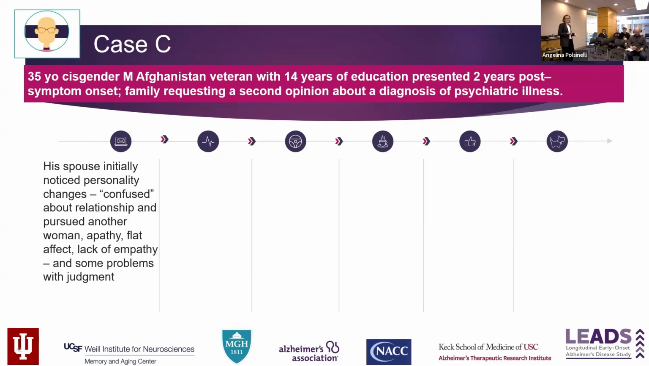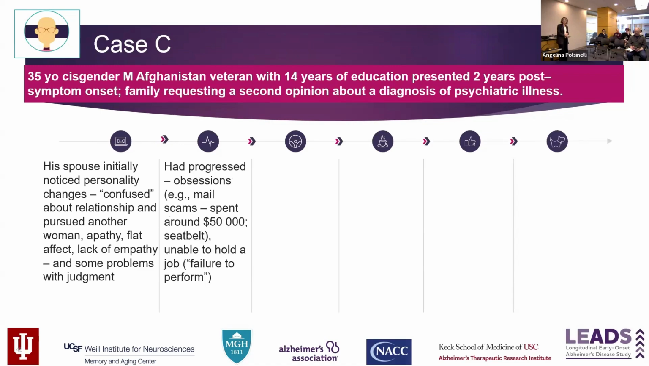He also presented with apathy, flat affect, lack of empathy, and some problems with judgment. Over the 2 years, the symptoms progressed. They didn't stay stable. He developed some obsessions. He became obsessed with Publishers Clearinghouse. Do you guys know that? Yeah, he was into it. They're kind of scams, is my understanding. He had spent around $50,000 on those. He was also very obsessive about buckling his seatbelt.